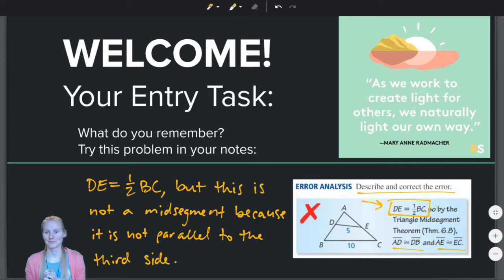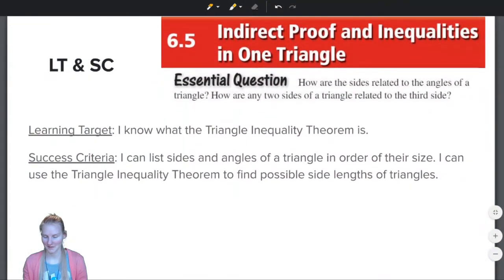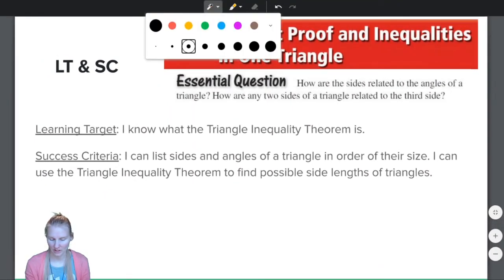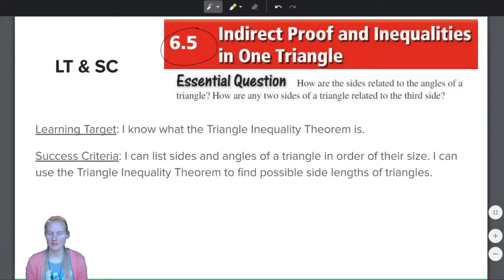Awesome, there we go. That's a nice little review from yesterday. Let's see what we have for today. Today we are starting 6.5, and we're actually only going to spend one day on 6.5. This is about inequalities in one triangle. I know it says indirect proof and inequalities in one triangle. We're actually not going to talk about the indirect proof part of 6.5 in this video. Maybe in a future video, but not right now. So we are just going to focus on inequalities in one triangle.